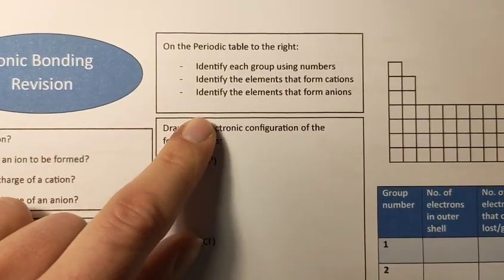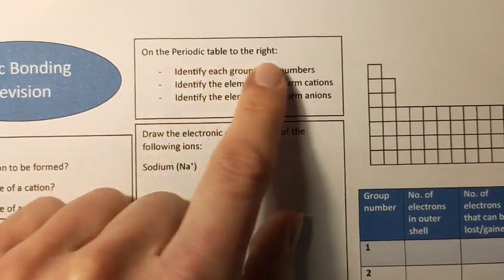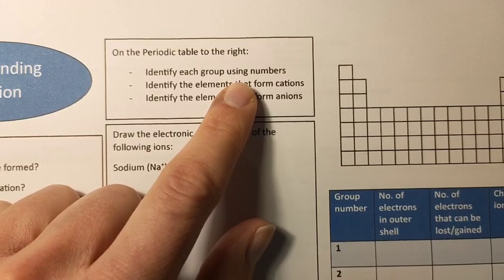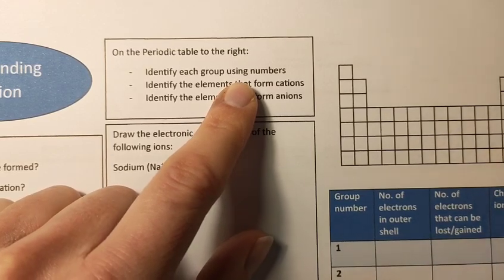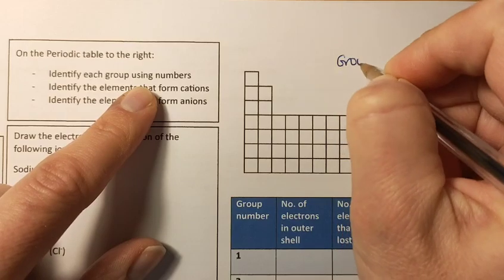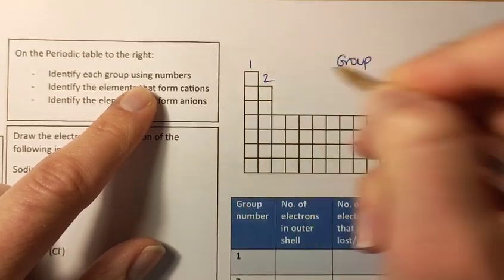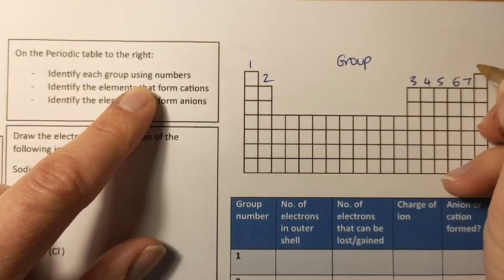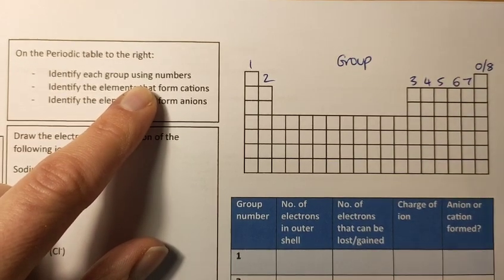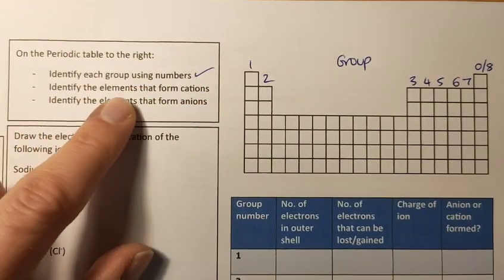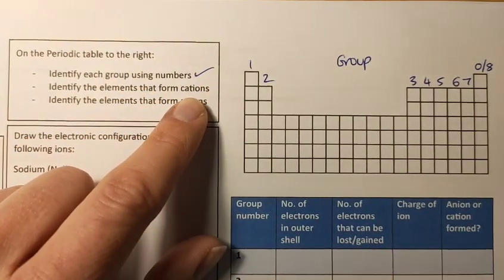Let's start with the central part here. On the periodic table to the right, identify each group using numbers. We have previously looked at that on the last revision sheet, but it doesn't harm looking at it again. So the groups are 1, 2, 3, 4, 5, 6, 7 and 0 or 8 on the end. Brilliant, that one's done.